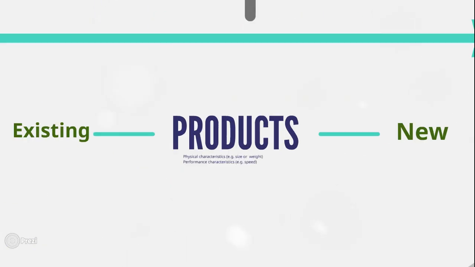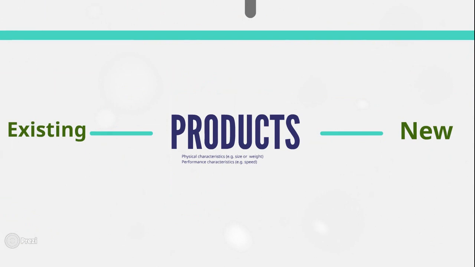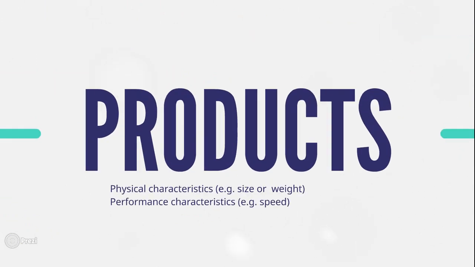What does product refer to? The product actually includes the physical characteristics and the performance characteristics of the individual products. The physical characteristics would be the size or the weight of the product. The performance characteristics would be the speed of processing or the speed of delivery. So it refers to the service aspect or to the performance aspect of that product.